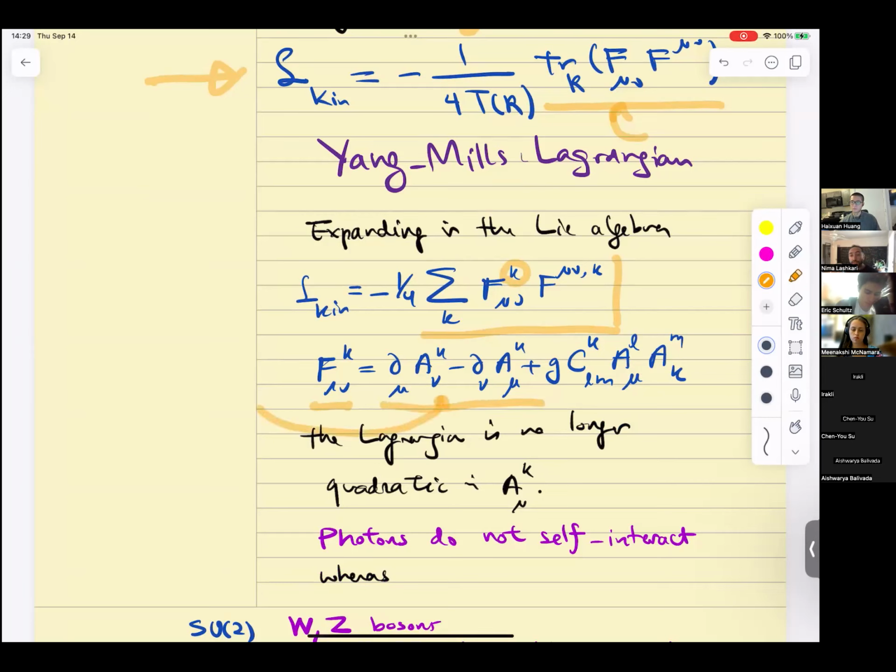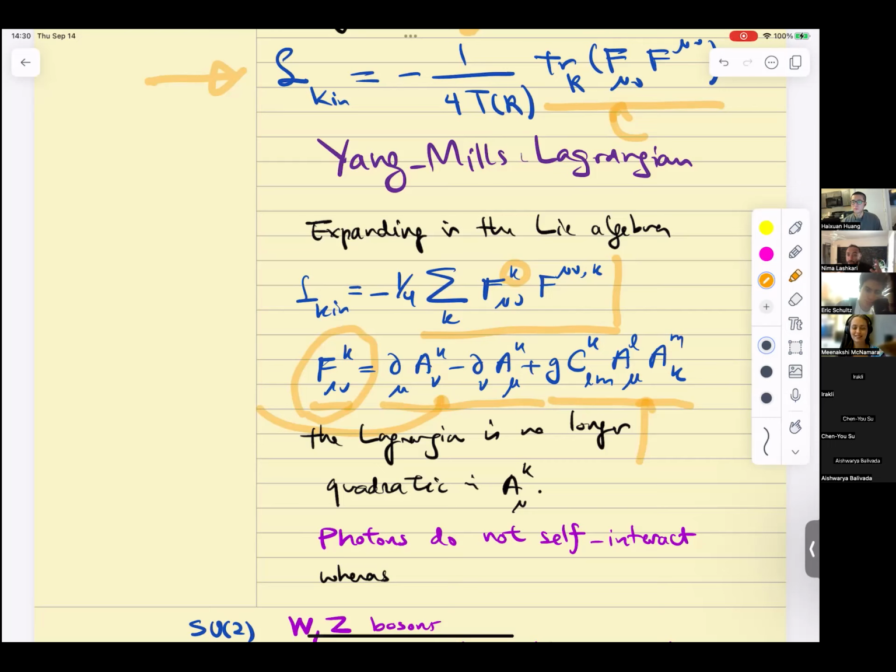This looks like the abelian term, but it has this extra term, which is second order. So F mu nu has a second order term in A, and the Lagrangian is second order in F mu nu, so my Lagrangian is fourth order in A. Actually, if you expand it, you're going to have third order and fourth order terms. That means interactions. That's a non-Gaussian theory.